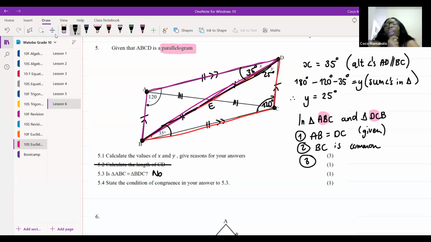Yes, ma'am. Okay, so can we say that these two triangles are congruent? These two over here? No, we can't. They're not. So there's no premise for this question. Can we state a condition for congruence? No. So we can say no condition because it's not congruent. Yes, ma'am. Excellent. All right.